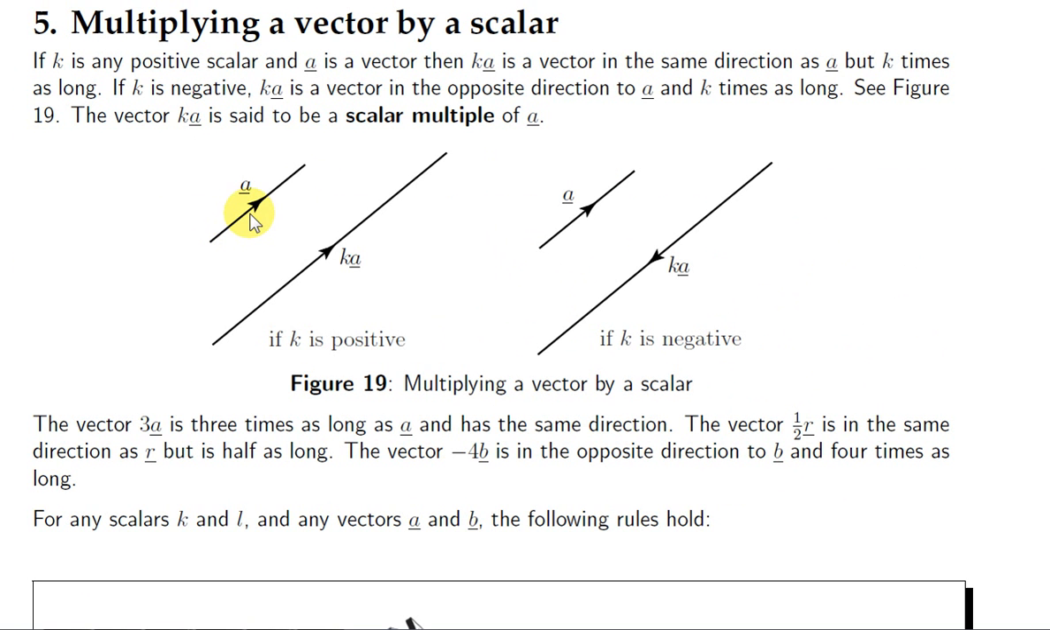Here we have a vector a and a vector k times a. Now k is just a number. It's called a scalar because we scale this vector. We don't change its direction. We scale it up or scale it down.